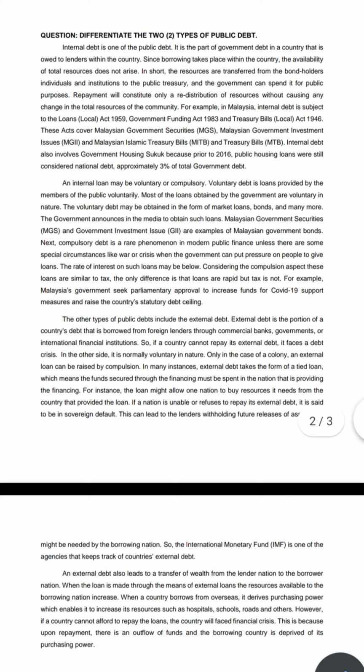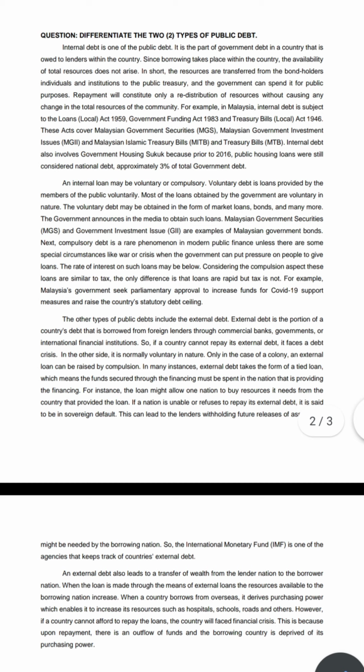For example, in the Malaysian government, internal debt is subject to the Loans Act 1959, Government Funding Act 1983, and Treasury Bills Act 1946. These acts cover Malaysian Government Securities (MGS), Malaysian Government Investment Issues (MGII), Malaysian Islamic Treasury Bills (MITB), and Malaysian Treasury Bills (MTB).